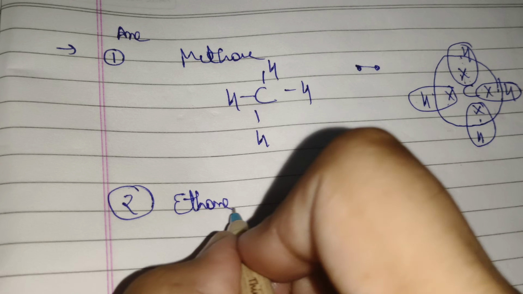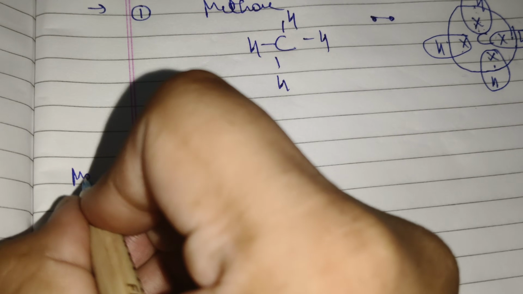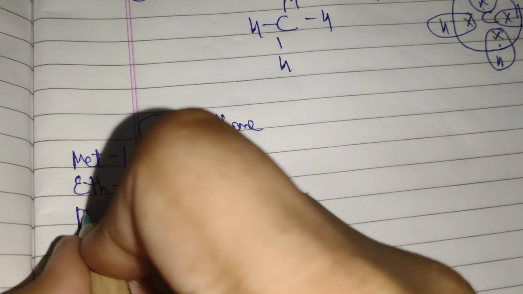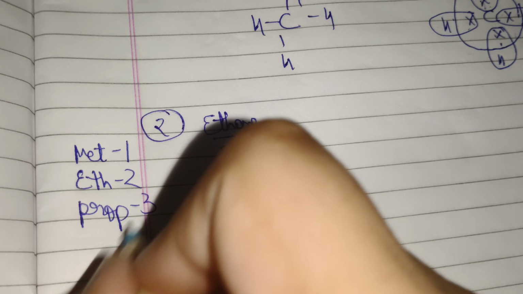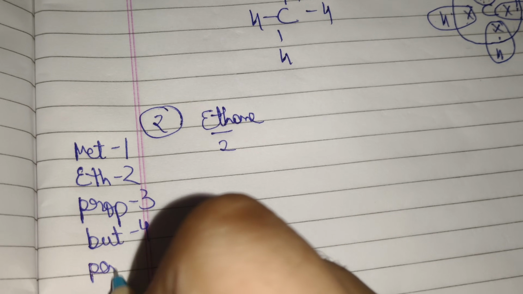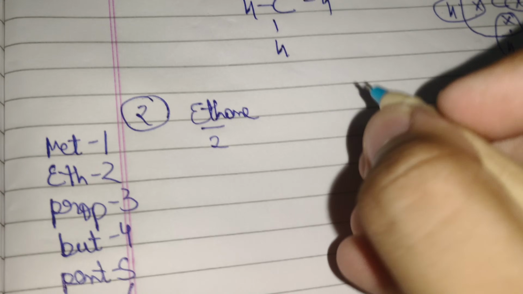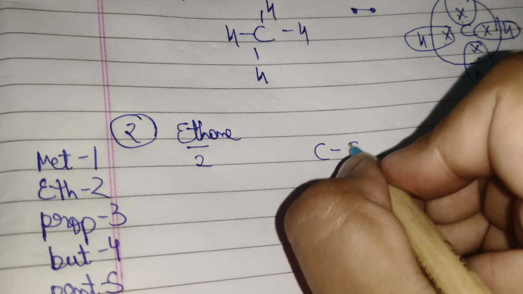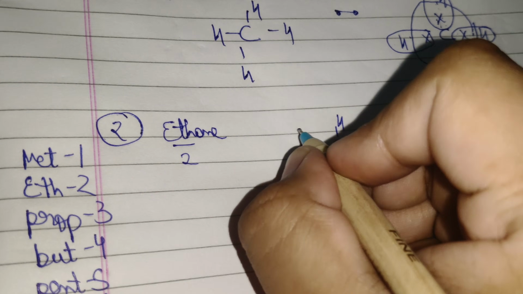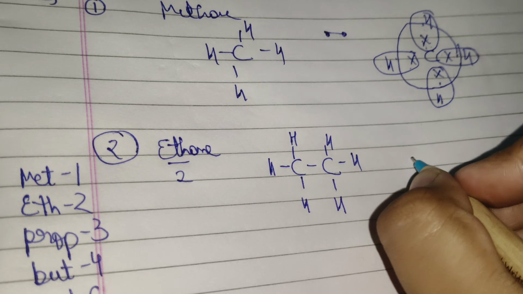Ethane, it's another one. Here the 'eth' represents 2. We can list it like meth 1, eth 2, prop 3, but 4, pent 5, hex 6. So here is ethane. Basically, two carbons form a compound, and here we add H H H H H H.